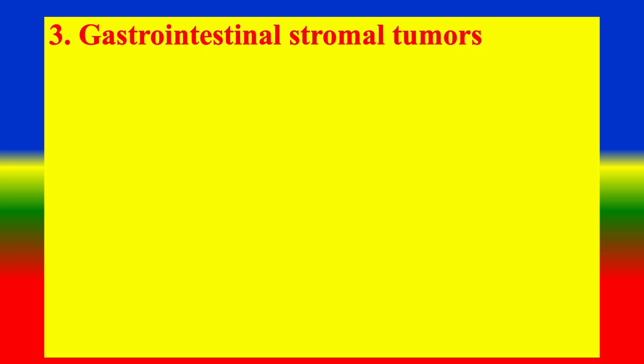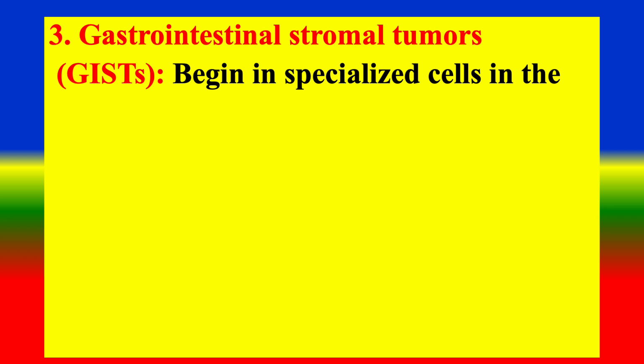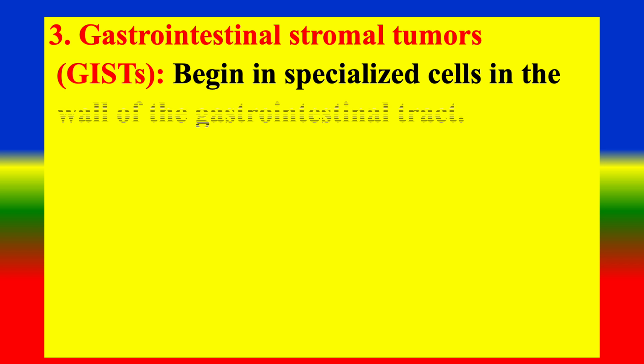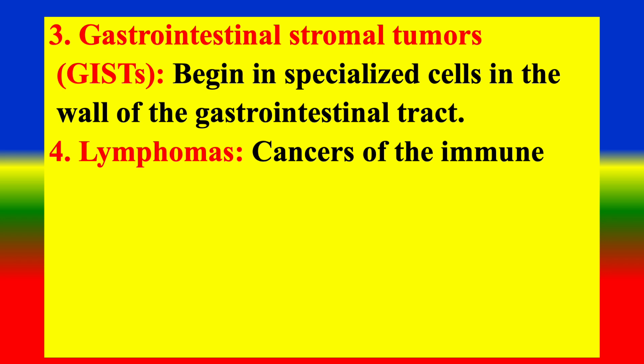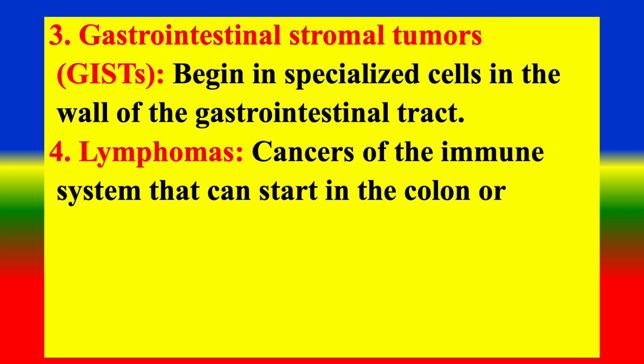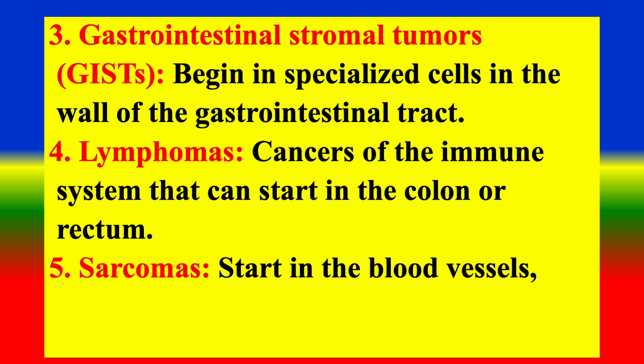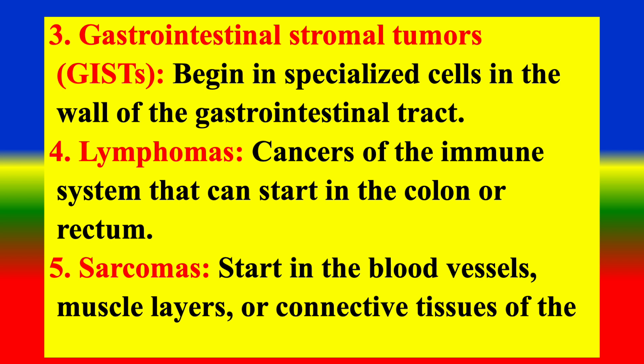Three, gastrointestinal stromal tumors, GISTs, begin in specialized cells in the walls of the gastrointestinal tract. 4. Lymphomas, cancers of the immune system that can start in the colon or rectum. 5. Sarcomas, start in the blood vessels, muscle layers or connective tissues of the colon and rectum.